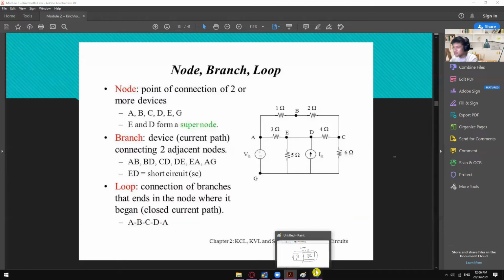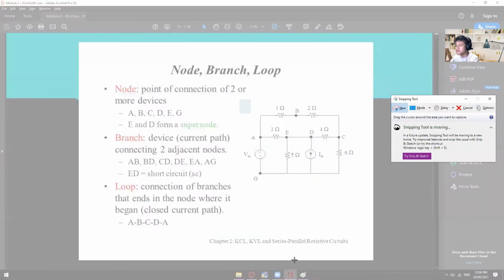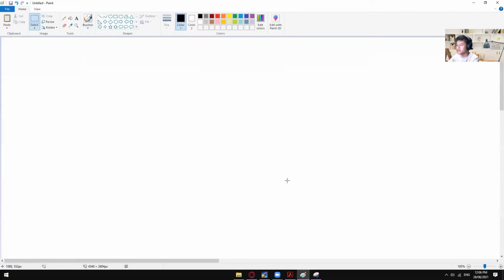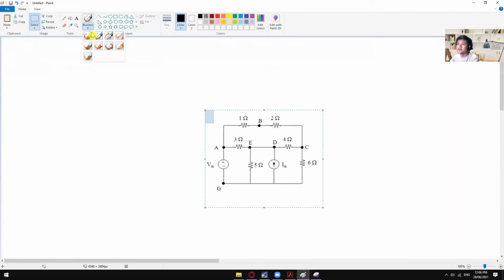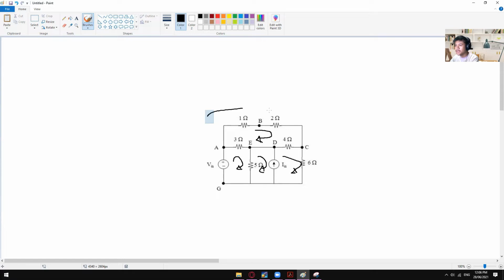Okay. So if you guys are going to take a look at this one, you can have a loop right here. First loop, second loop, third loop, fourth loop, and then fifth loop on the outer side. So that's why we have 5 loops.